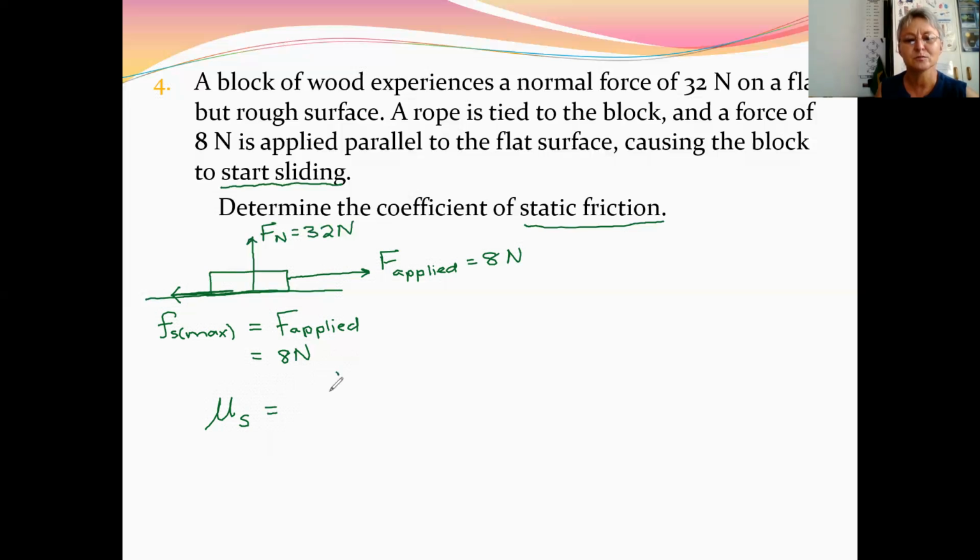It would be the ratio between the maximum static friction and the normal force. So it would be equal to 8 divided by 32. That gives us a quarter, 0.25. This has no unit. It is a constant of proportionality where we compare static friction and normal, which are both measured in newtons.